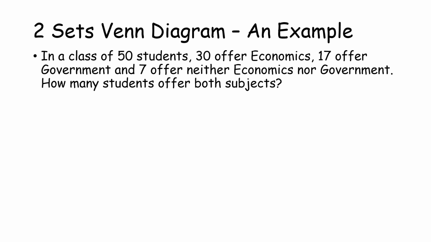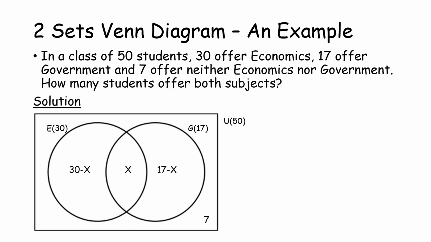Let's look at an example of a two-set Venn diagram problem. In a class of 50 students, 30 offer economics, 17 offer government, and 7 offer neither economics nor government. How many students offer both subjects? We're going to start off by drawing our Venn diagram.